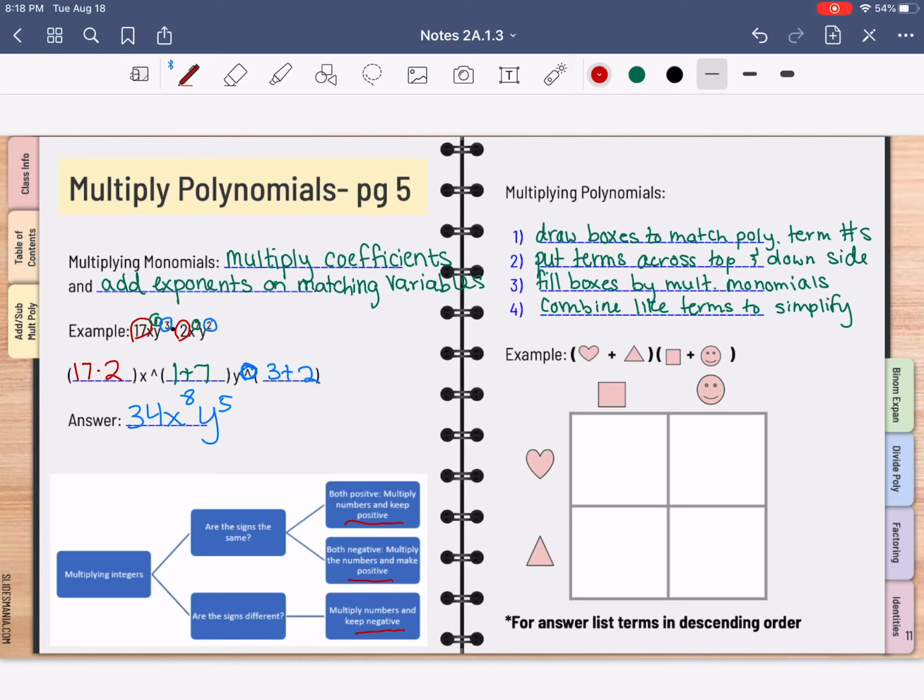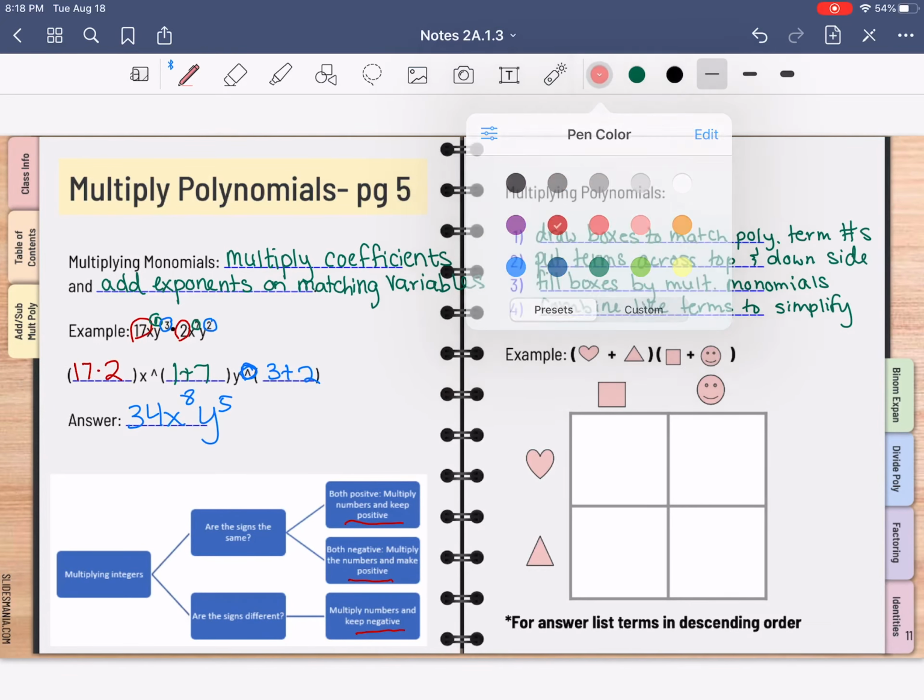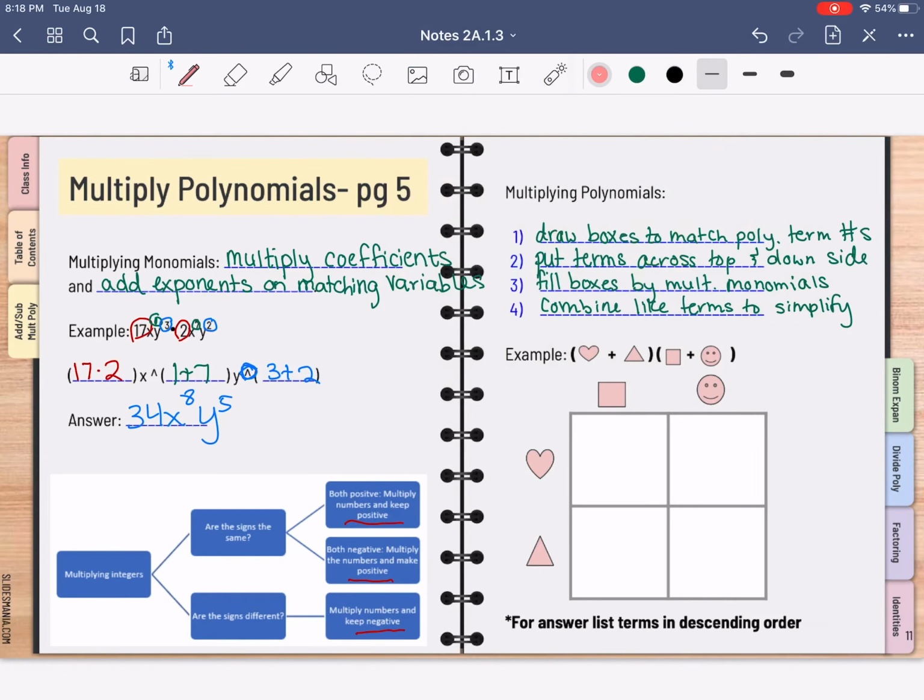This next part is a box method, but I just use these little fun shapes. Our first polynomial is a heart plus triangle, so there are two terms. Then my second polynomial is square plus happy face. They each have two terms, so I have a 2 by 2 for my box. I have two boxes going across the top and two boxes going down the side. Then you put your terms across the top and down the side. On the top, it doesn't matter which one's which.